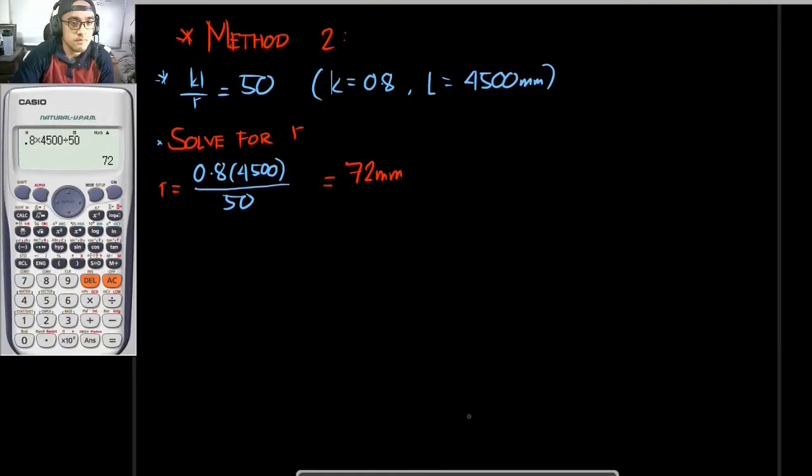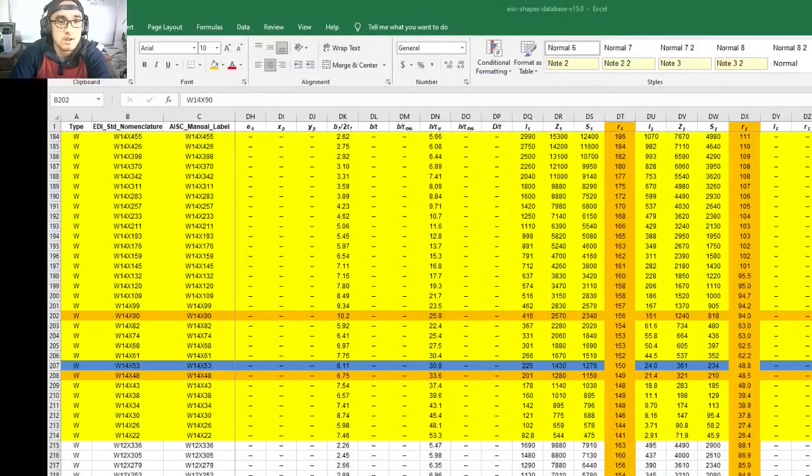So, let's try W14 by 90. Okay, so what's our next step? If that is W14 by 90, let's check our A and R. So what are the A and R for that section?